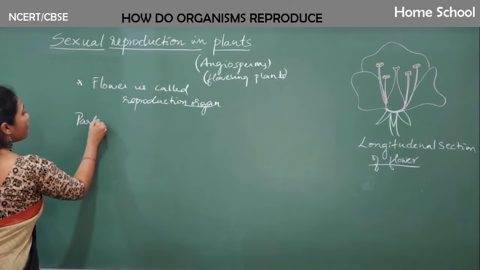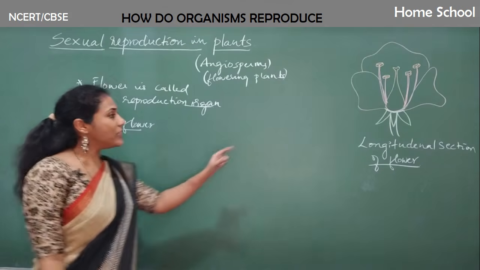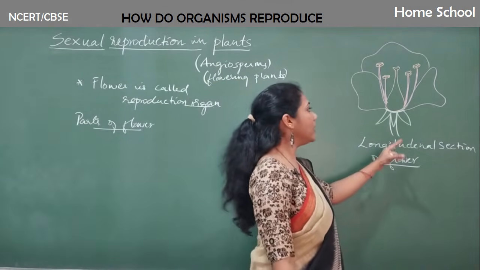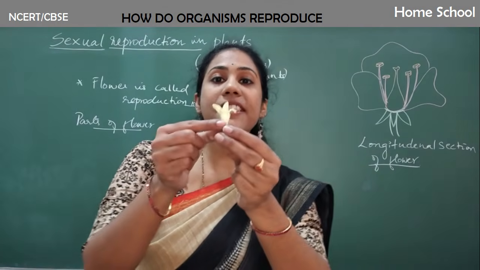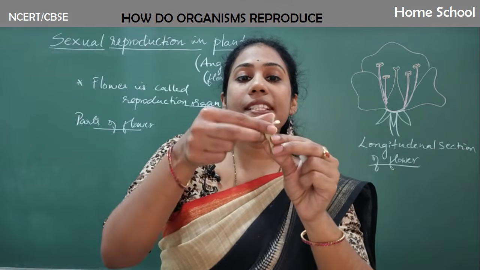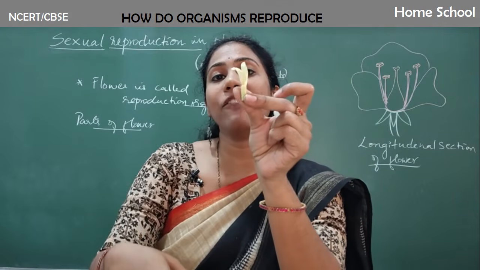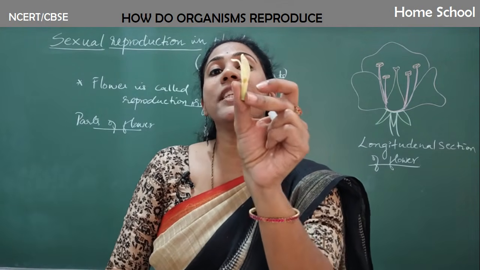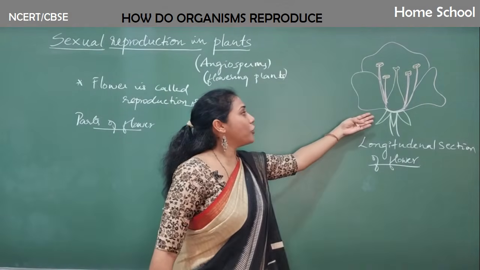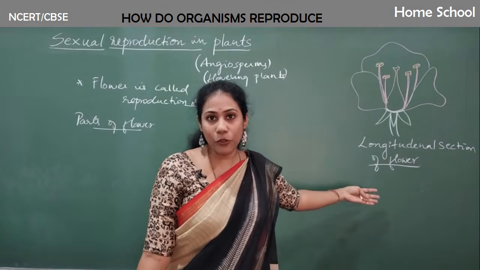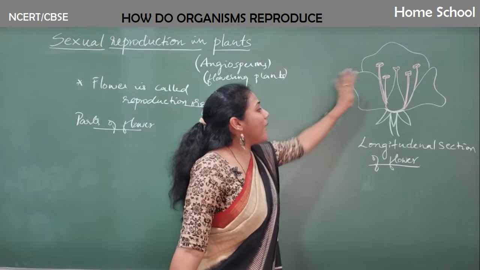Parts of a flower. You can see a longitudinal section of a flower drawn on the board. What do you mean by a longitudinal section of a flower? For example, if this is a flower and I cut it longitudinally, this is what we call a longitudinal section of a flower. The picture that I have drawn on the board is actually a China rose, a very simple flower. You have different parts here.